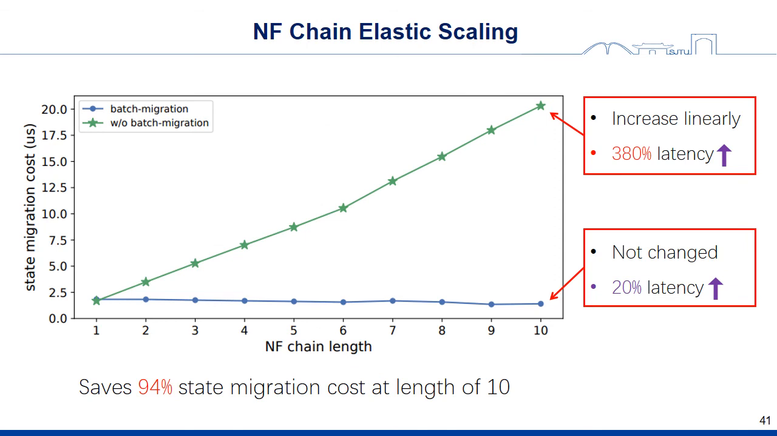This figure shows the state migration cost during chain elastic scaling. We find that without batch migration, the state migration cost grows linearly with chain length. But with batch migration, the cost is basically unchanged as the length grows. We can save 94% of the state migration cost when the chain length reaches 10.